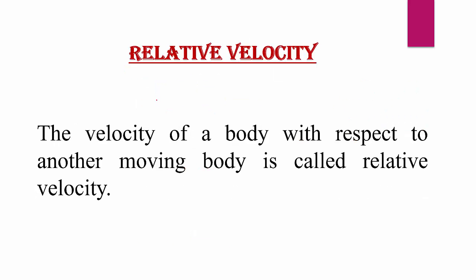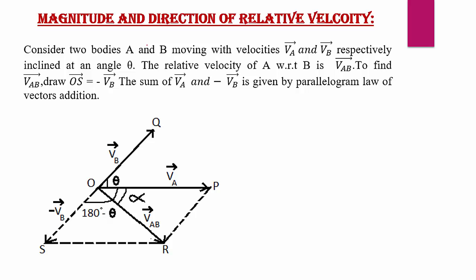How to define relative velocity? The velocity of a body with respect to another body is called relative velocity. Once again you can watch the definition: the velocity of a body with respect to another moving body is called relative velocity. Now let us derive an expression for magnitude and direction of relative velocity.